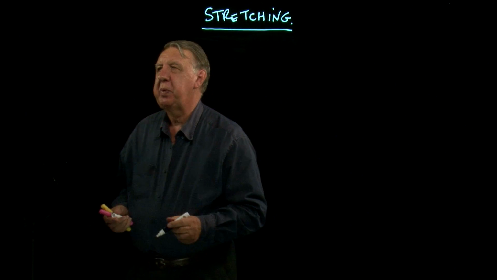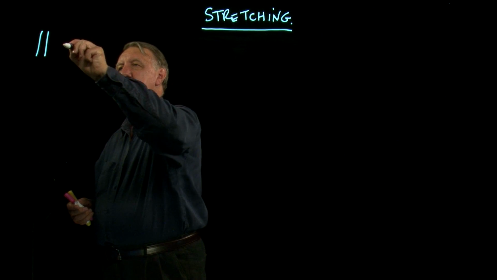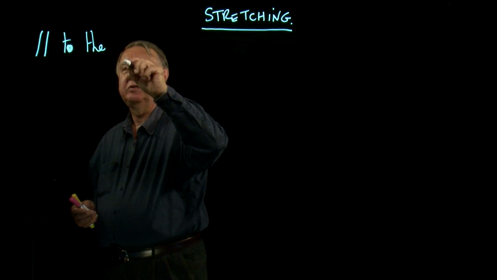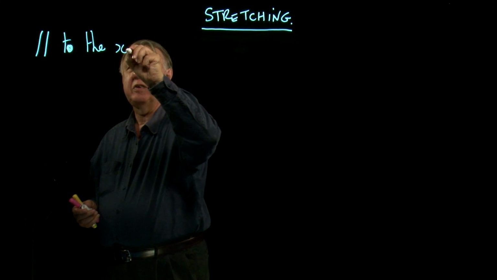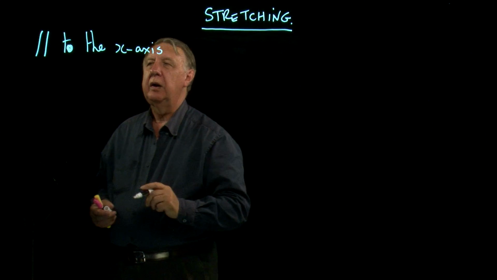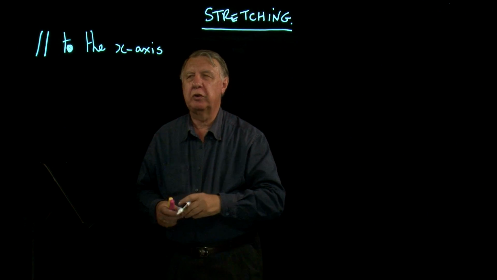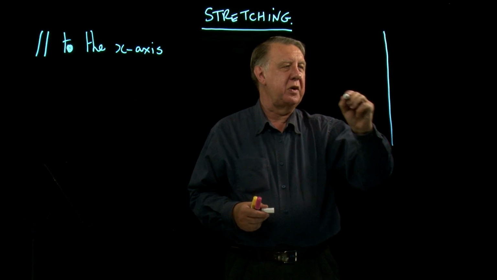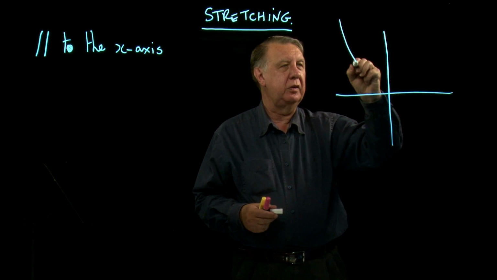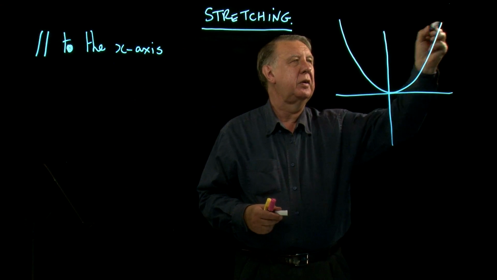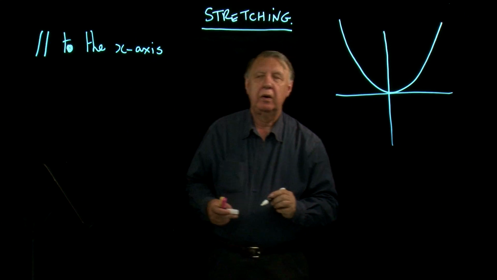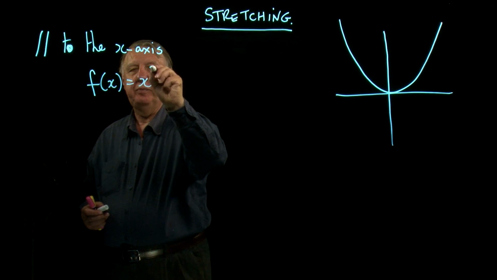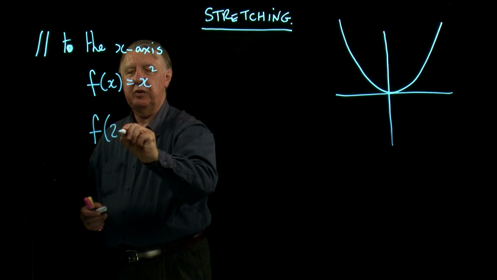Okay, so we've looked at parallel to the y-axis. Now let's look at parallel to the x-axis. Make that look a little bit like 2, it's like an infinity sign. To the x-axis. Okay, this is the tricky one to get across, really. I'll risk the y equals x squared, but you may think it's a bit of a fiddle. So we start with our old friend then, and this time I'm going to ask you to look at f of 2x.